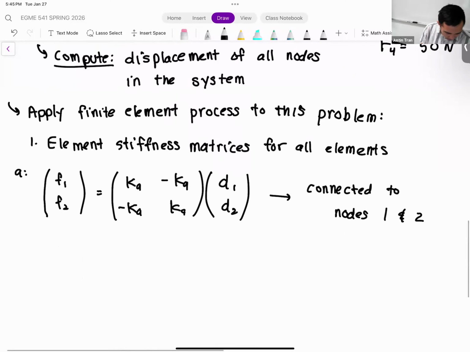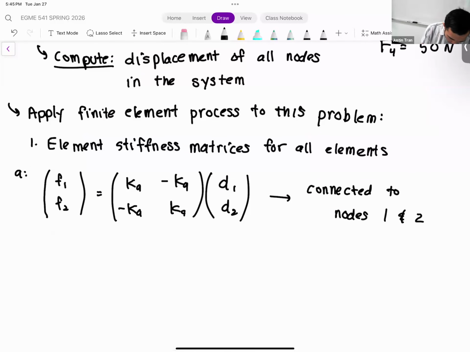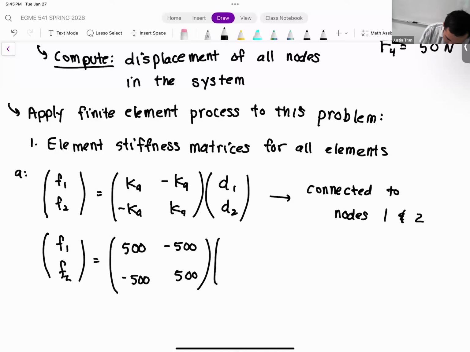Okay. So let's go ahead and fill in the values, just because we do have the values for Ka actually. And so we fill in the values for this. We get F1, F2 is equal to Ka is 500 newtons per meter. So this is 500, minus 500, minus 500, 500, multiplied by D1, D2. Okay, good. All right, so let's repeat the same thing for element B.